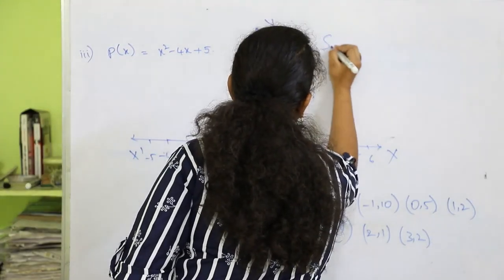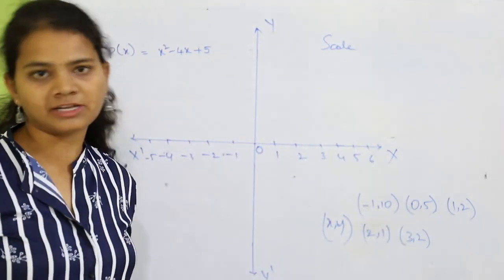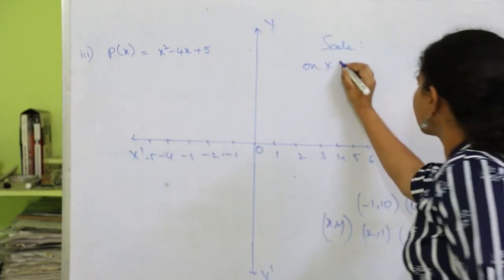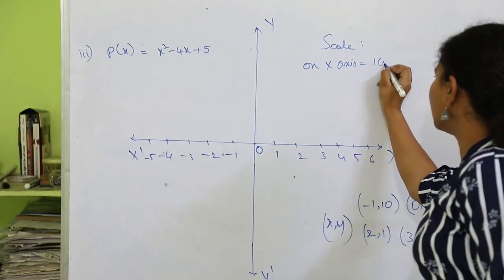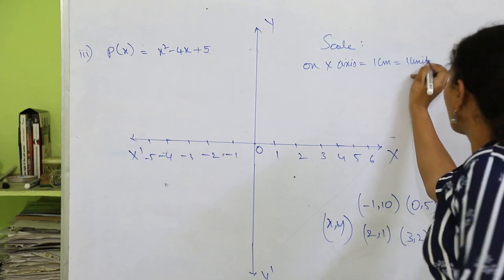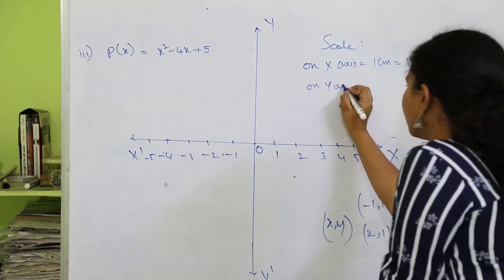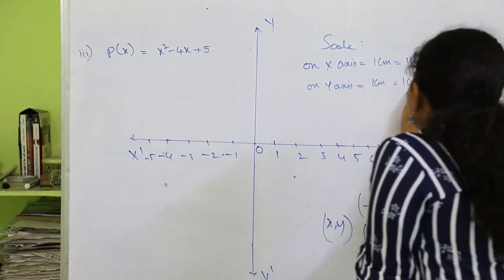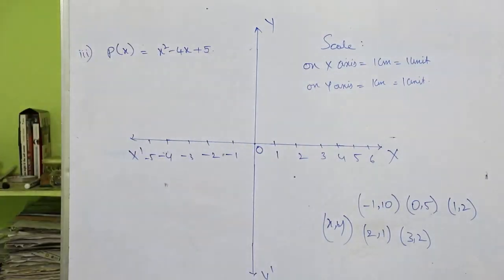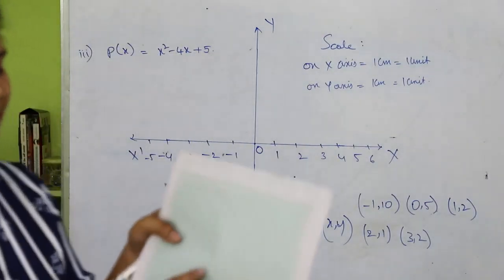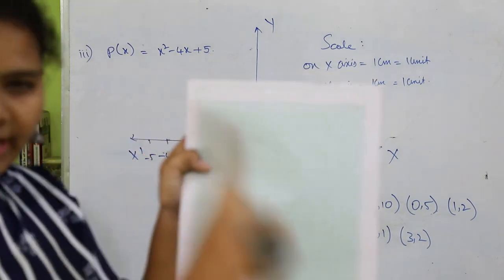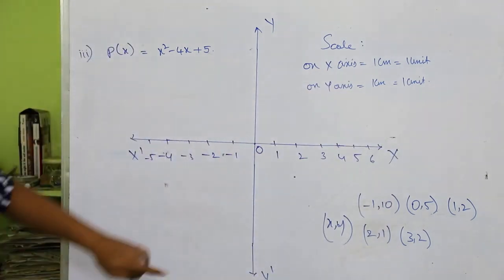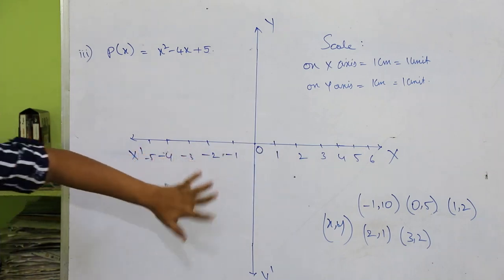So then what you do is scale. You take the scale as 1 centimeter equals 1 unit for both the axes, like on the x-axis, 1 centimeter equals 1 unit, and on the y-axis, 1 centimeter equals 1 unit. I'm just considering this 1 centimeter as 1 unit. So 1, 2, 3, 4, 5, 6, minus 1, minus 2, minus 3, minus 4, minus 5.